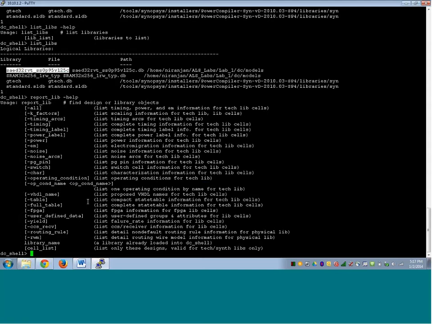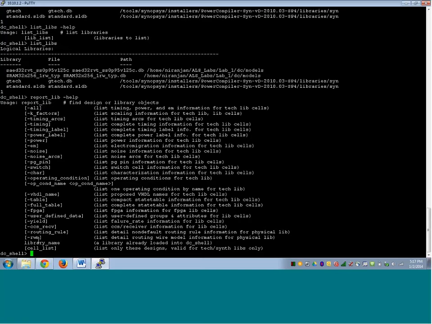What does the library contain? It contains cells, functions, timing, power, noise data, a lot of data. With this report command, you can either open it up in a text editor and see it, or Design Compiler also gives you a summary report. The square brace here tells us that these are optional options.